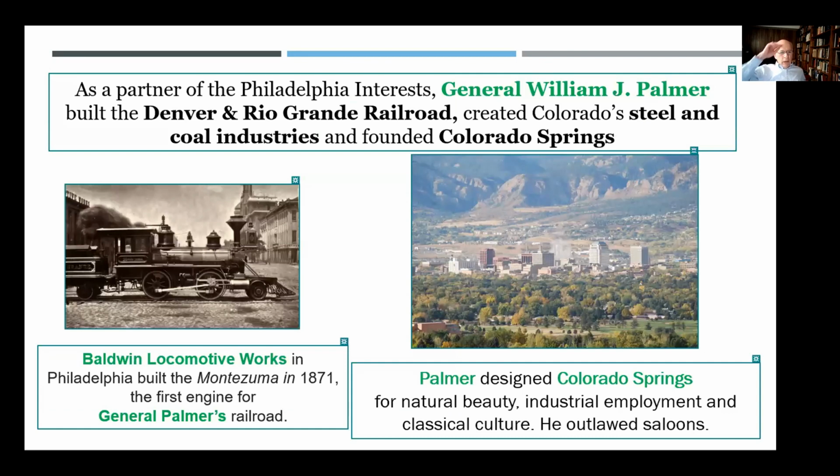He went out west to build railroads and built the famous, at that time, Denver and Rio Grande Railroad around Colorado. He founded Colorado Springs. He also founded the great steel industry and coal industry in Colorado. And he wanted everything to be beautiful, to fit into its natural surroundings. And he believed that people should be really civilized. So he outlawed saloons, not on a religious basis.